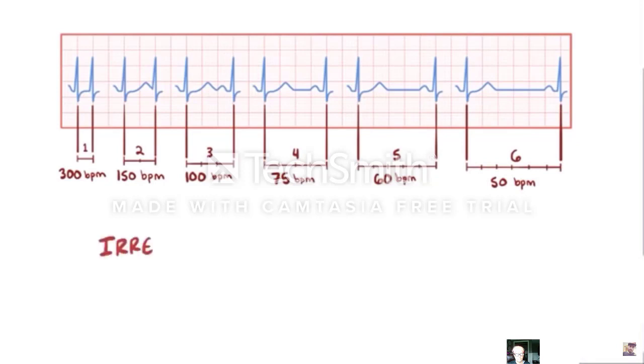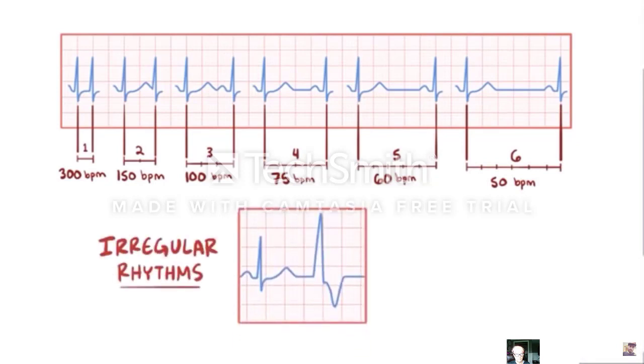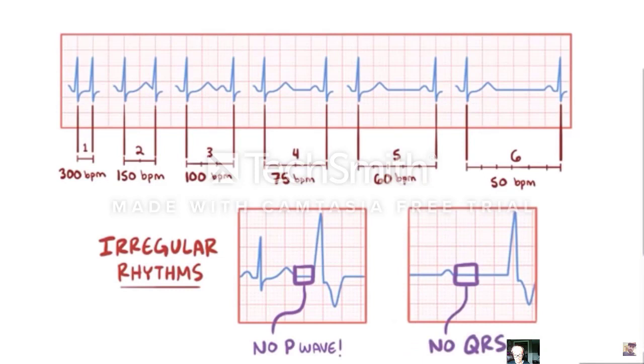To help identify an irregular rhythm, you can look at the morphology or shape of the waveform, and make sure that there's a P wave before every QRS complex, as well as a QRS complex after every P wave.